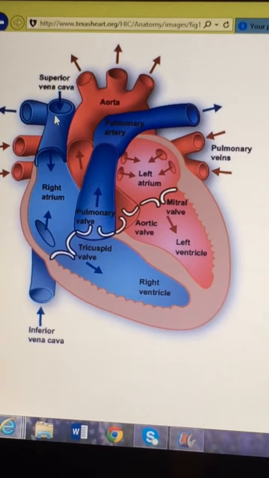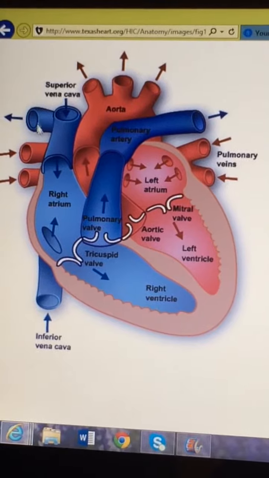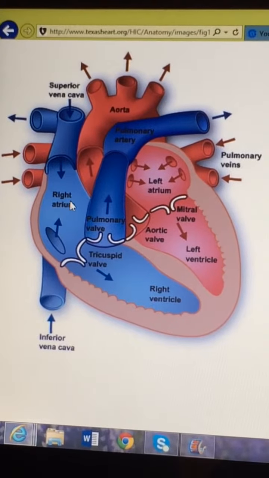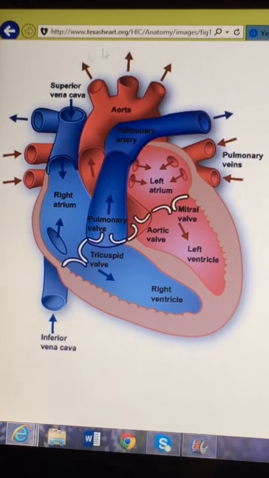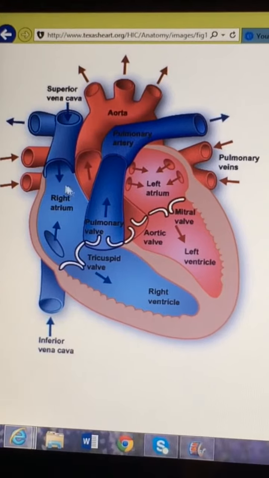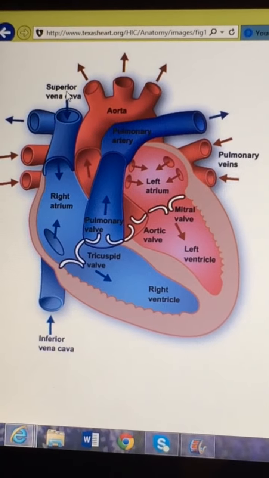This diagram depicts the anatomy of the heart. The superior vena cava is one of the two main veins bringing deoxygenated blood from the body to the heart. Veins from the head and upper body feed into the superior vena cava, which empties into the right atrium of the heart.